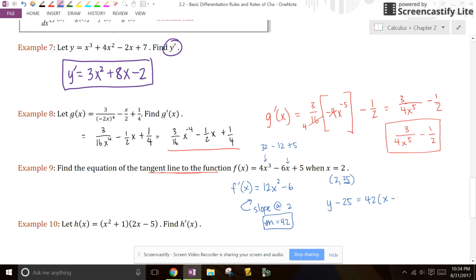m times x minus x1. And I think a really cool exercise would be to graph this on Desmos, and you should have a tangent line. Maybe we'll do that in class, or maybe an example.